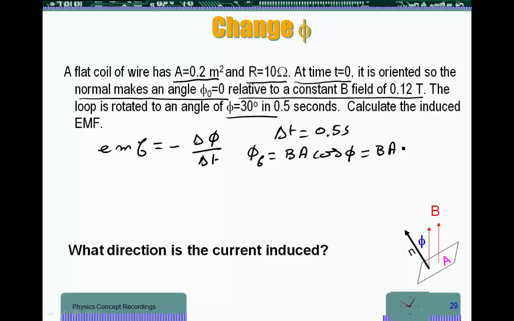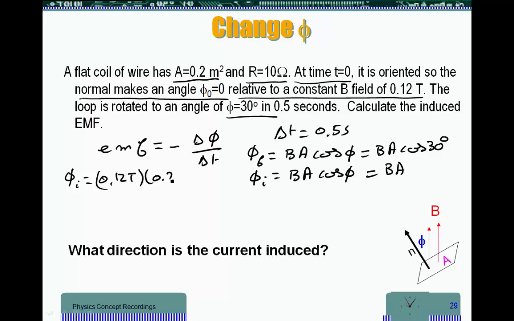In this case, it's going to be BA cosine of 30 degrees. My phi initial is BA cosine of phi, but in this case phi is 0, so it is just BA. Phi initial is B, which is 0.12 Tesla times 0.2 meters squared. So it's going to be 0.024 Webers.